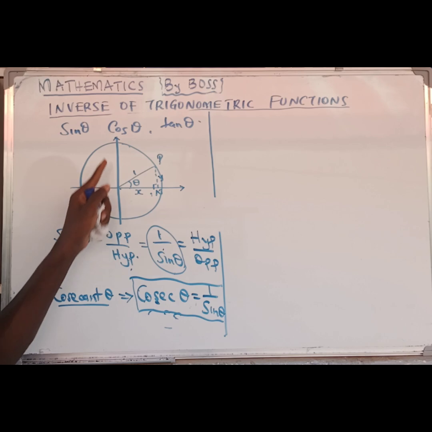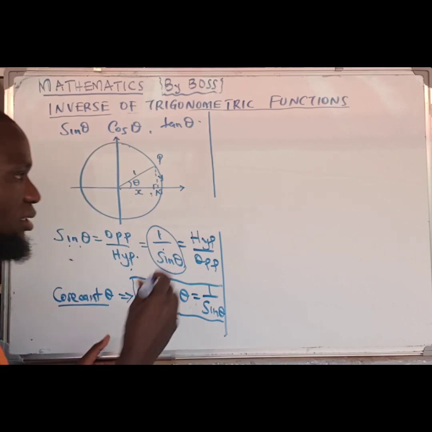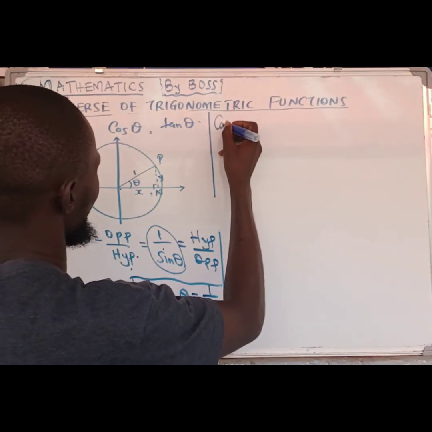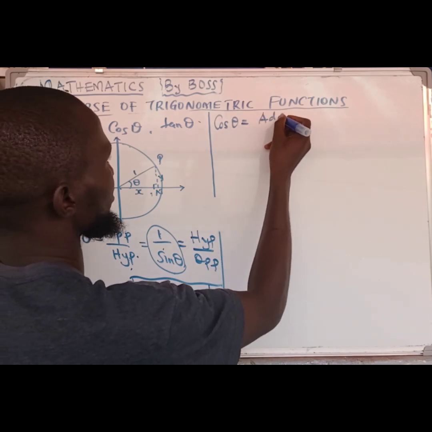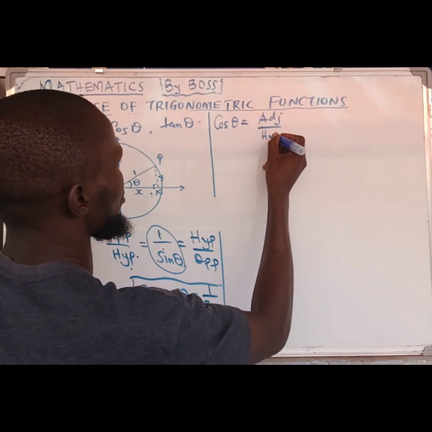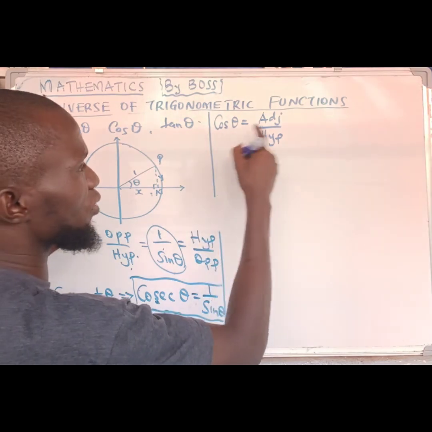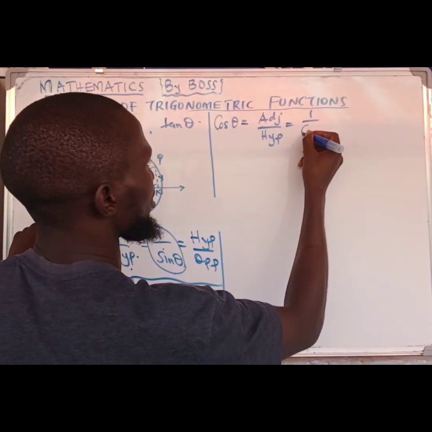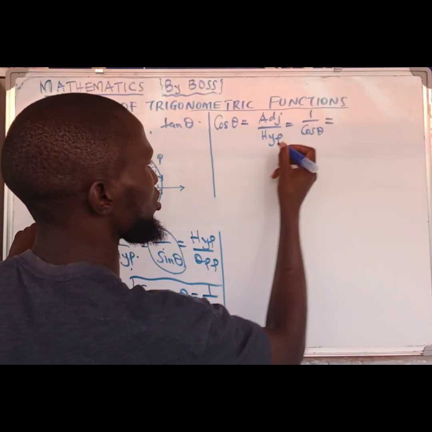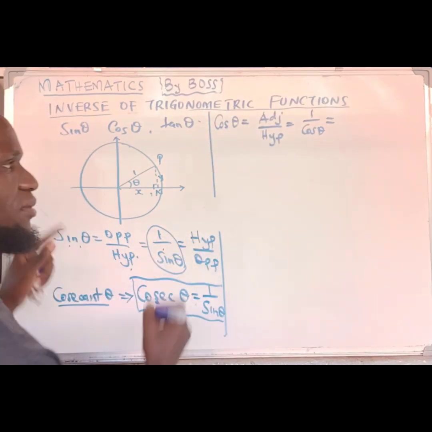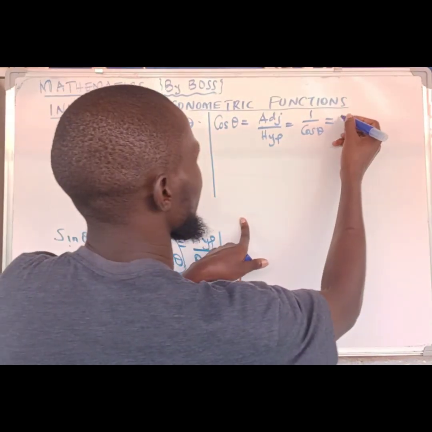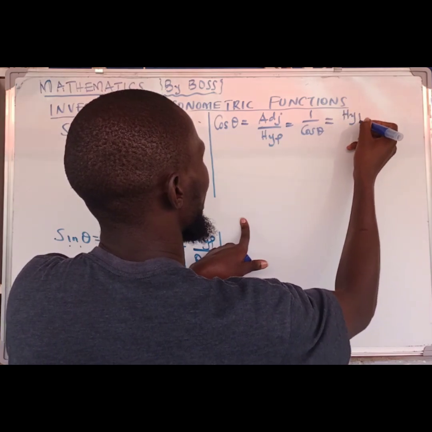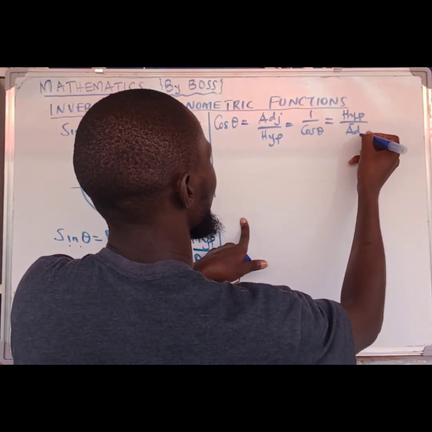Now let us go to the next one, cos. Cos theta is equal to adjacent over hypotenuse. The inverse of cos theta is going to be 1 over cos theta, which is going to be, we also interchange the adjacent and hypotenuse. Therefore, we are going to have hypotenuse over adjacent.